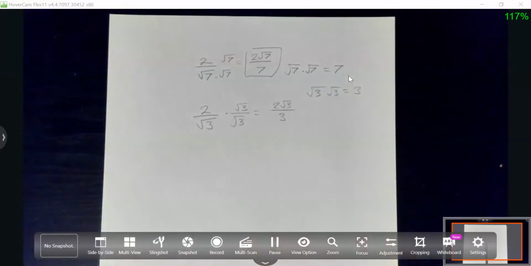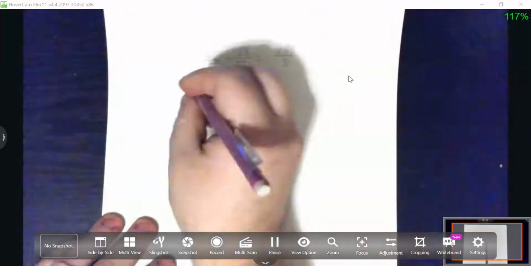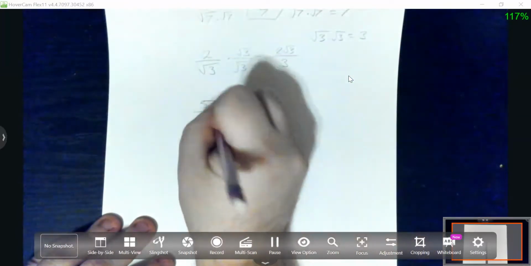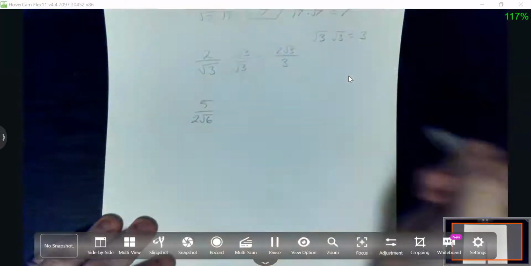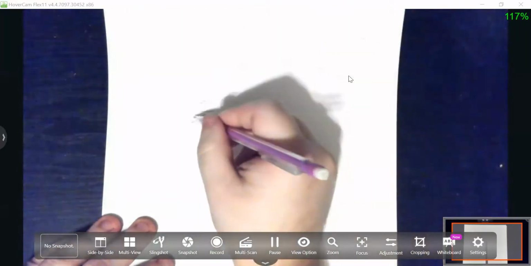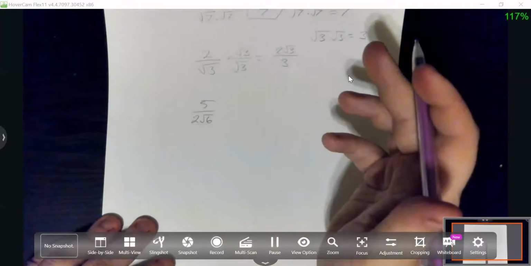If there are other items in the denominator, we don't need to get rid of all. We only need to get rid of the root. So if I had something like 5 over 2 root 6, I don't need to worry about the 2. 2 is fine. It doesn't cause any problems. It's only the root 6 that's causing a problem.